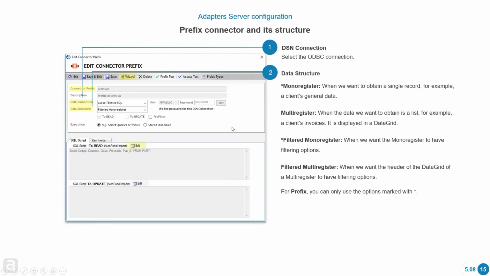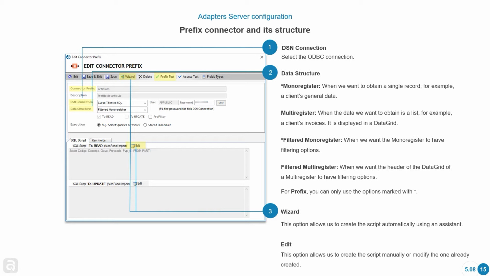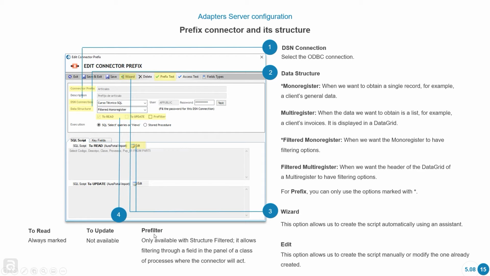Then, to select the elements from which to get the data for the prefix, we can either use the wizard or the SQL edit window. We also see a few more options, like To Read, To Update, and Prefilter. To Read is always selected. To Update is never available, as it is not possible to modify the prefix, and Prefilter is only available with the structure filter option.